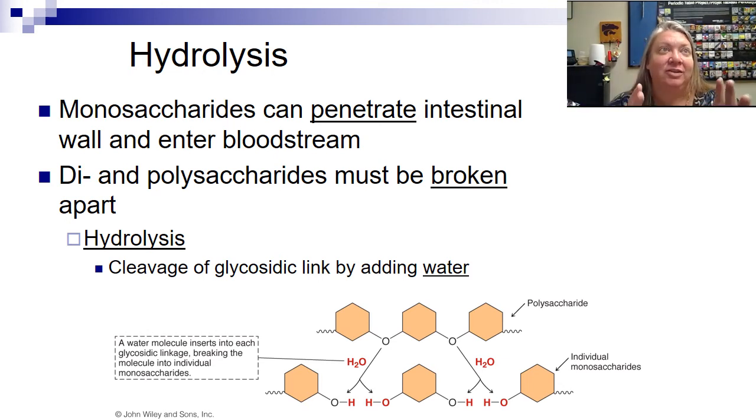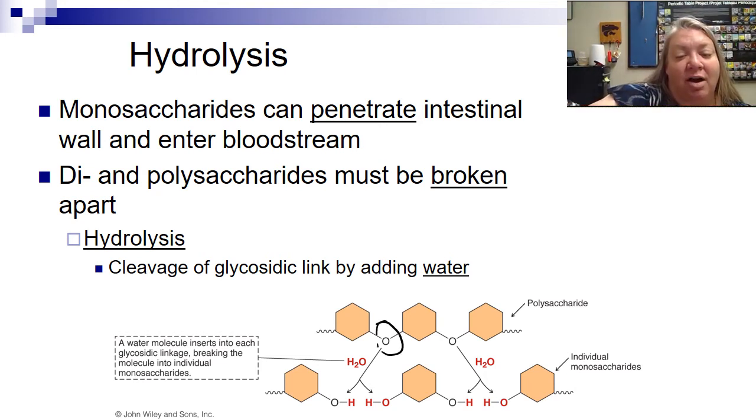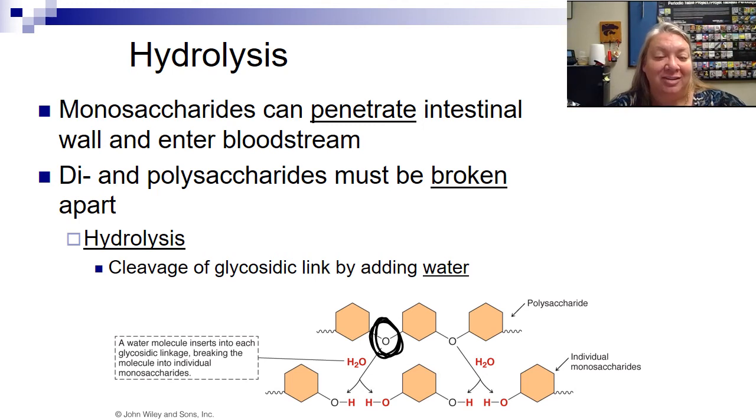So remember, the glycosidic link was when we take the individual monosaccharides and we bond them together with an oxygen. So here we have a little oxygen down at the bottom. That's our glycosidic linkage. But we're going to break that by adding water to start breaking apart these different things. Now, it's not just by adding water. We also have to use, you'll learn about it on the next slide, so hang on.